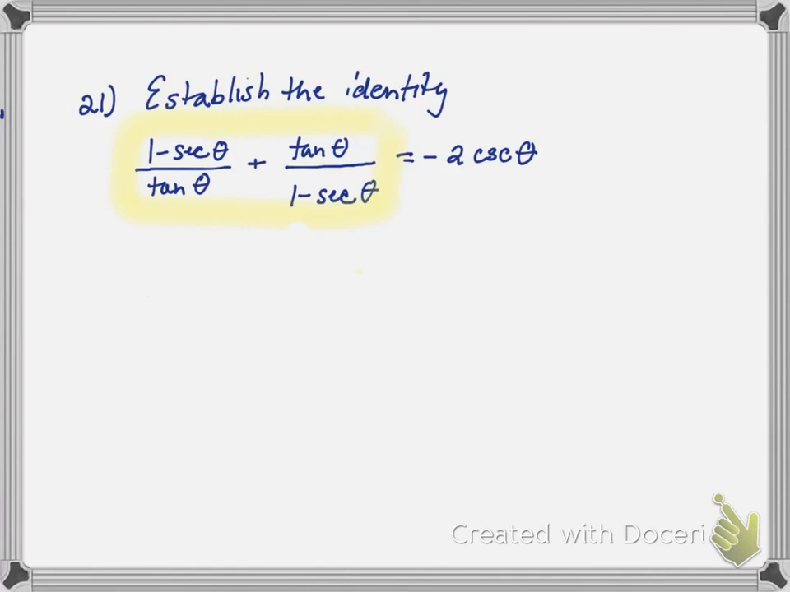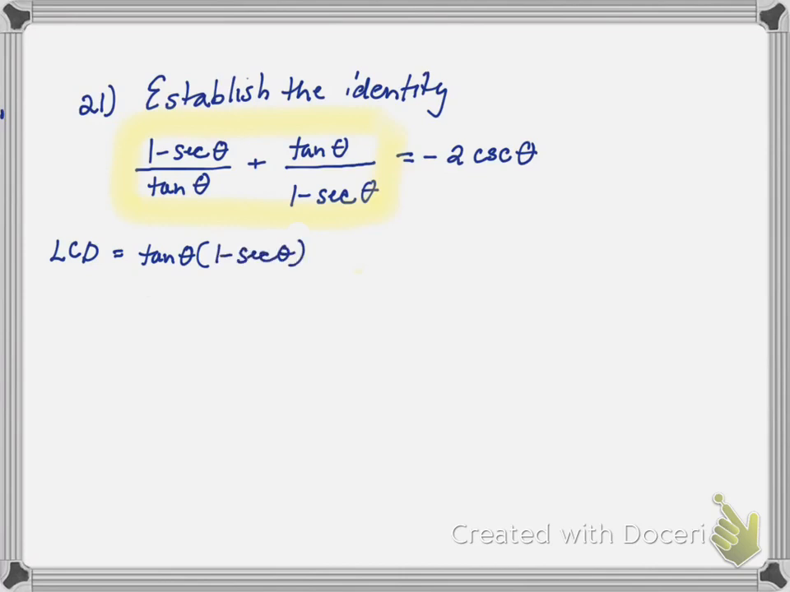So with this one, the left-hand side, which is 1 minus secant theta over tangent theta, plus tangent theta over 1 minus secant theta, looks much harder than the right-hand side, which is negative 2 cosecant theta. So I'm going to always work on the harder side because there's probably more that I can do with it, so that I can manipulate it through the use of algebra and the fundamental identities so it looks like the right-hand side. I think what we should do is find a common denominator. So the least common denominator of this is going to be tangent theta times 1 minus secant theta.